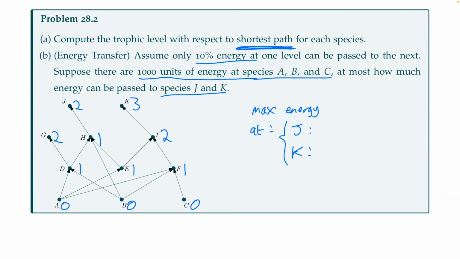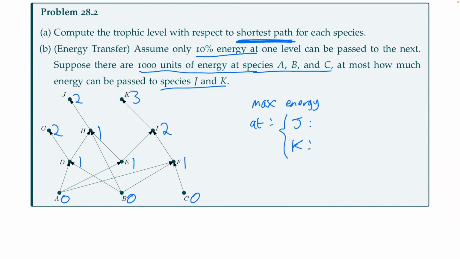Remember, we're talking in this case for shortest path. So why is shortest path relevant here? Well, for the second part of the question, we're asking at most how much energy can be passed on. So if we were interested in what's the minimum, then we would be looking at, say, the longest path. Here we're interested in at most how much energy can be passed on.